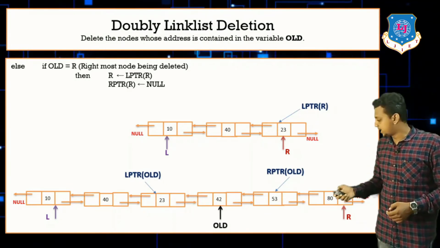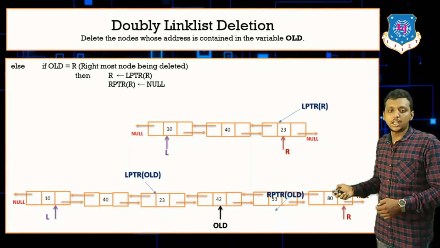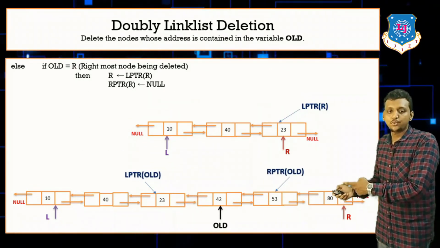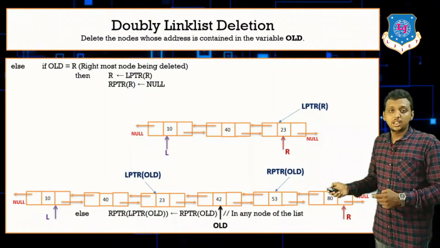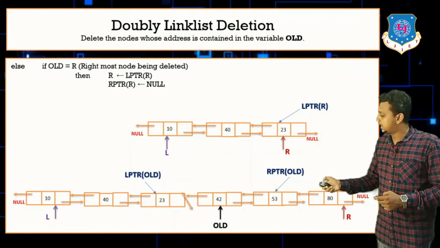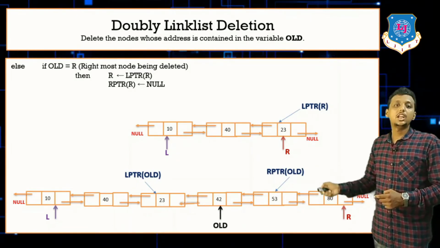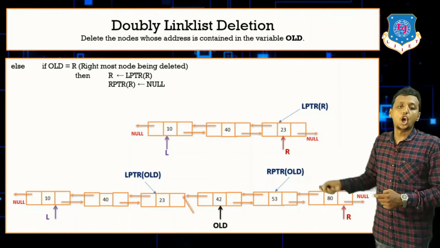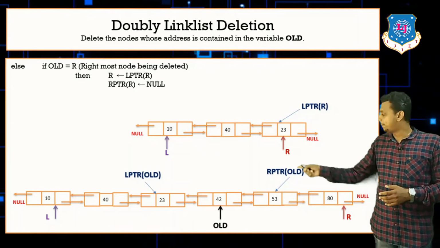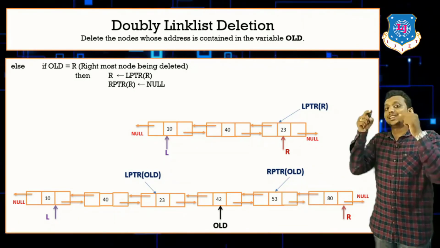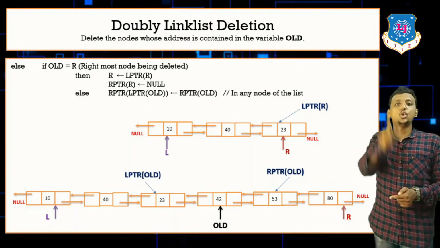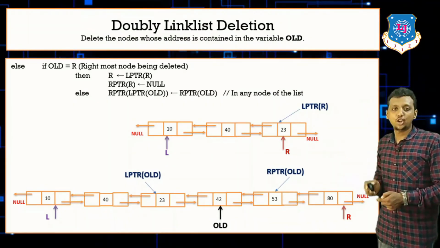So what we need to do, students, see the right link of the 23. Just focus on the animation over here, students. The right link of the 23 is going to be connected to the 53. So what is the name of the 23? LPTR of old. I want to connect the right link of 23, that means RPTR of LPTR of old to RPTR of old.